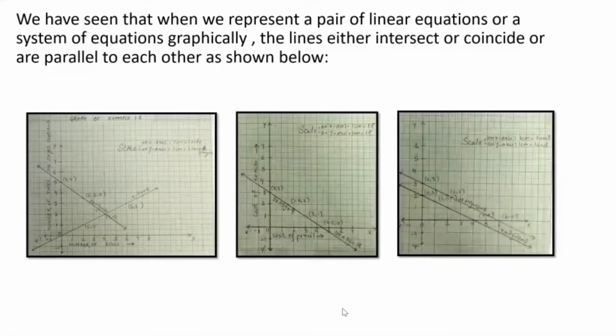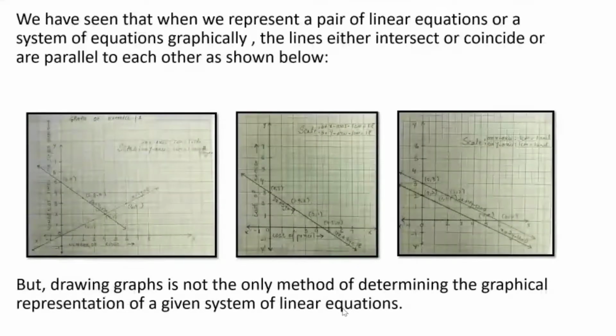So one way is that if I have a set of equations, I draw the lines representing those equations and I can see how the graph will be. It can be either intersecting or coincident or parallel. But my dear children, drawing of the graphs is not the only method of determining the graphical representation of the given system of linear equations. Even without drawing the graphs, I can find out whether the lines will intersect or they'll coincide or they'll be parallel. So just have a close look at the equations and their coefficients and the relation between the coefficients.